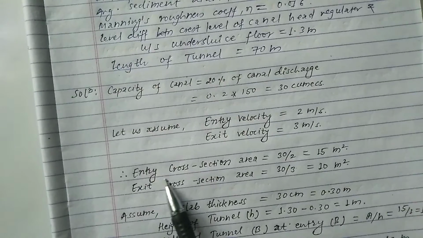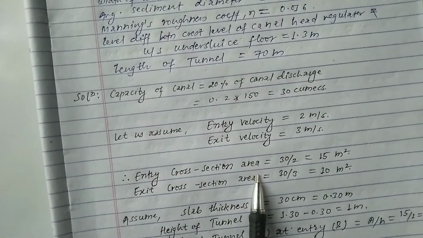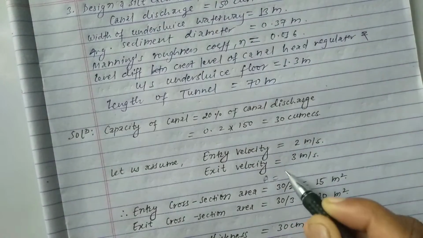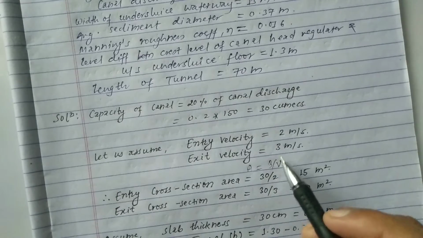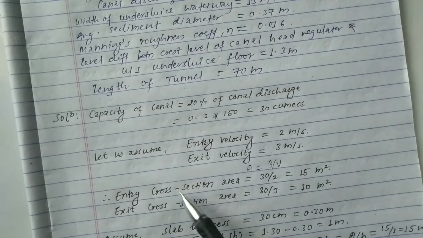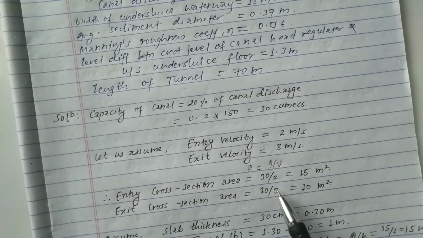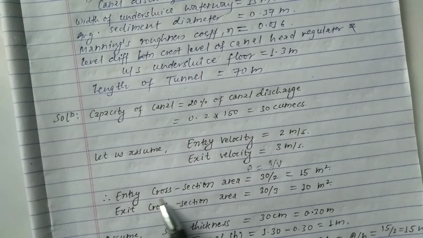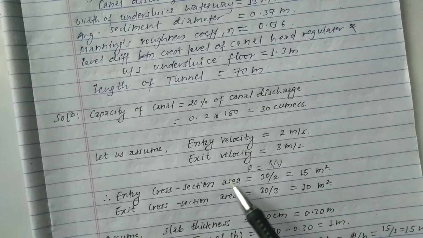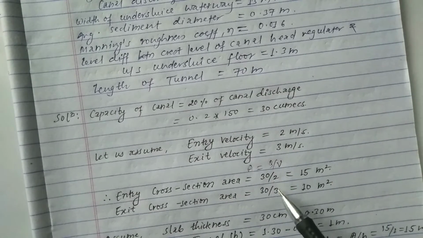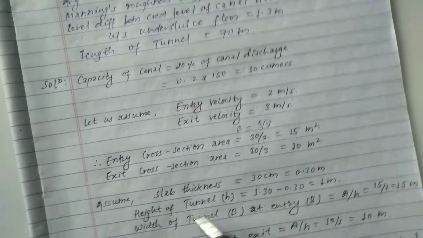Now we have to determine the entry cross section area. Whenever we have the discharge and velocity, we can simply calculate area, and area can be calculated with the help of area equal to Q by velocity. The discharge is taken as 30 and velocity is 2, then the entry cross section area equals 15 meter squared, and exit cross sectional area equals 30 by 3. When we calculate the entry cross section, we have to take the entry velocity, that is 2, and when we calculate the exit cross section area, we have to take the exit velocity. So we take these two velocities for these two different areas. So the entry cross section becomes 15 and the exit cross section becomes 10 meter squared.